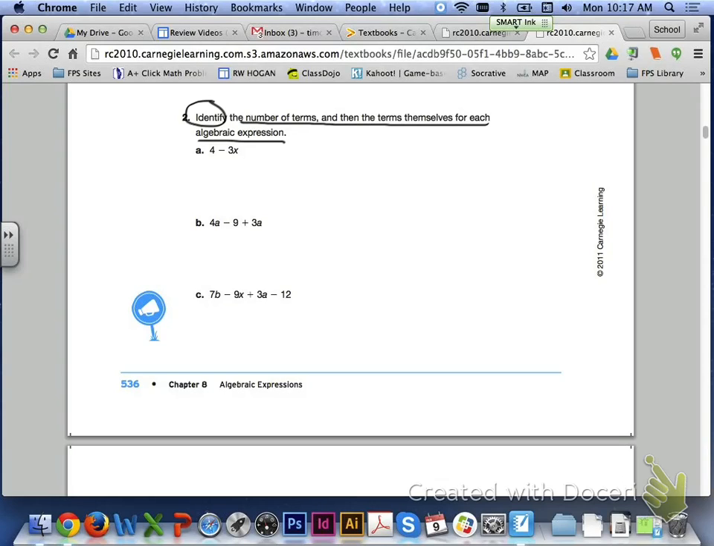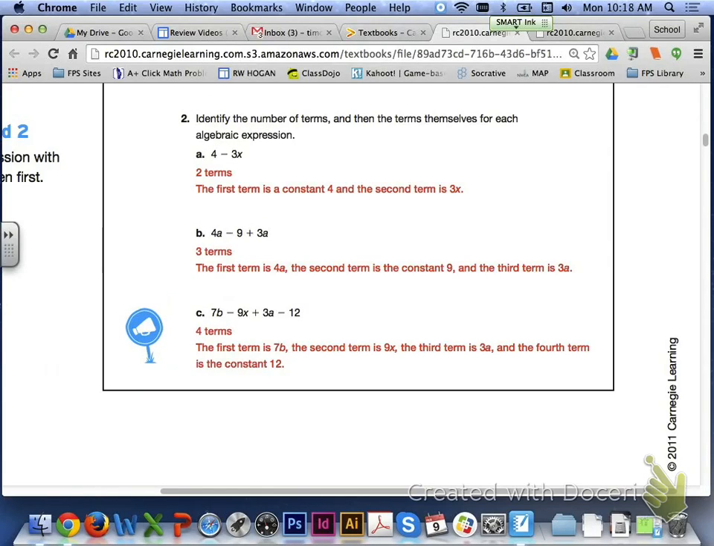Let's look at number 2, identify the number of terms and then the terms themselves for each algebraic expression. Go ahead and do letters A, B, and C. For letter A, we have two terms, 4 and 3x. For letter B, there would be three terms, 4a, 9, and 3a. And for letter C, we would have four terms, 7b, 9x, 3a, and 12.